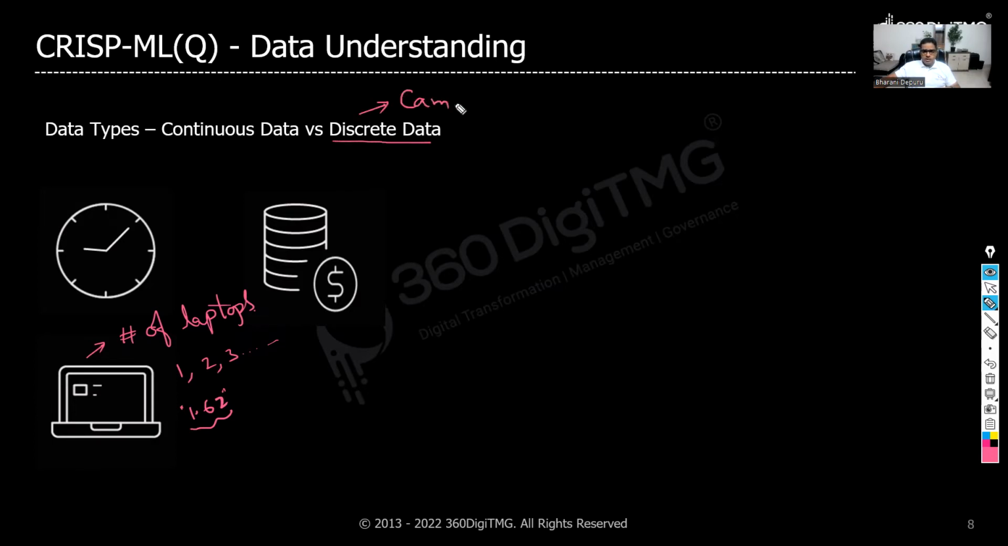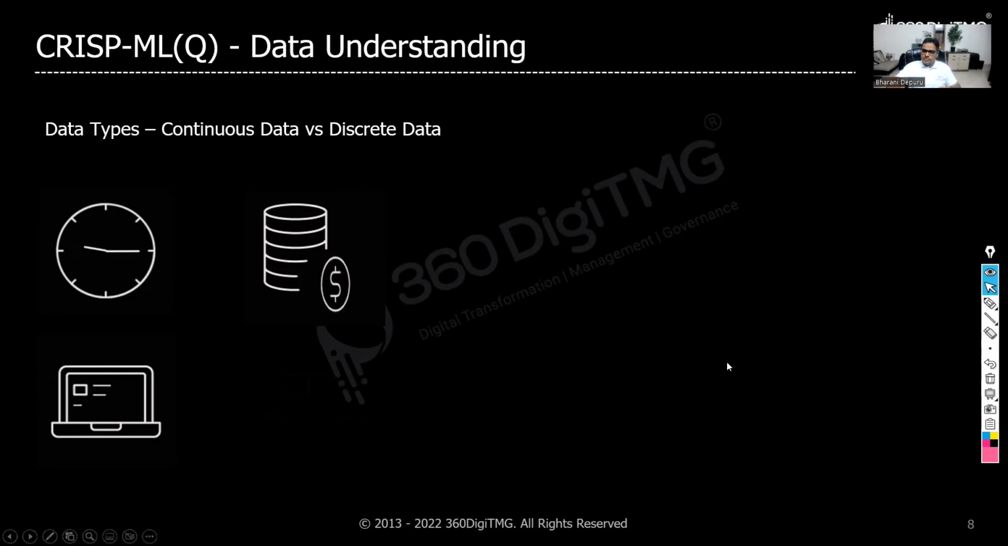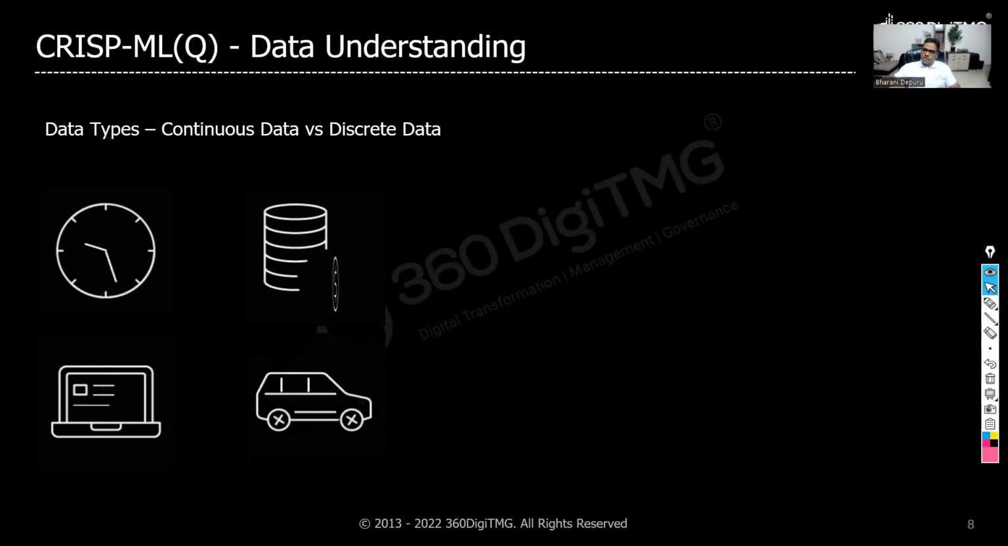So the moment you represent something in decimal format, if it does not make sense, that's discrete data. That means discrete data cannot be represented in decimal format. Something which cannot be represented in decimal format because it doesn't make sense would be called discrete data. For example, number of cars.